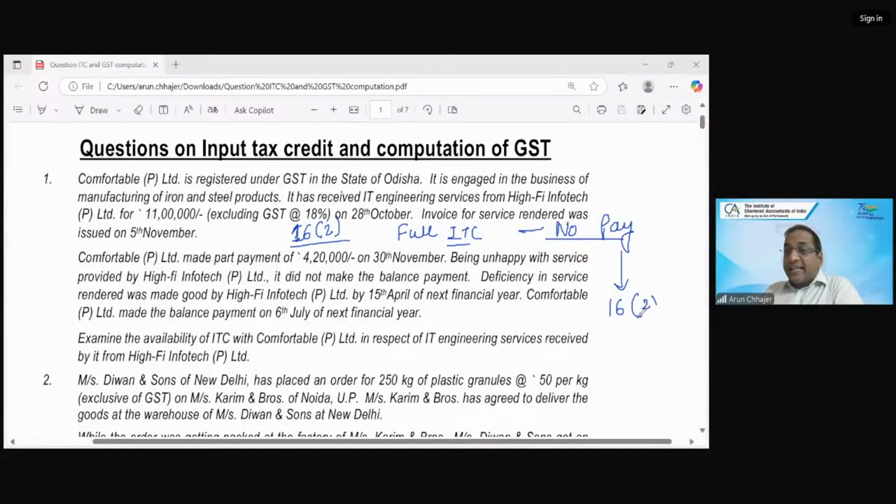The point of payment will come according to the second proviso of 16(2), which says you have to make the payment within 180 days. If not, then you need to reverse the proportionate ITC. It means at the time of the tax invoice, for taking the ITC, there is no such condition that payment is required. The condition will come into the picture only after 180 days, not prior to that.